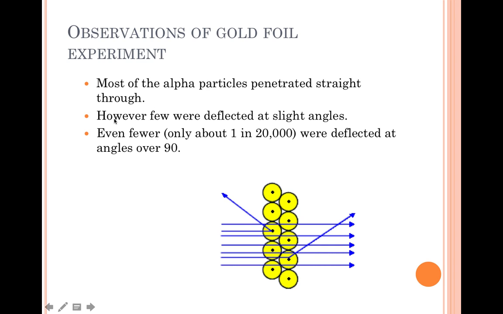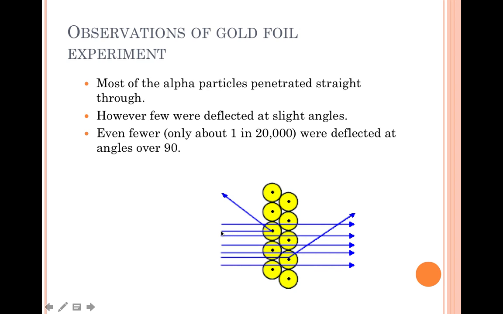Again, his observations were that a few were deflected and a few actually bounced back, about 1 in 20,000. So what he thought was that these alpha particles were actually going through because they weren't hitting anything. They were going through empty space, so these atoms were mostly empty space. However, when the positively charged alpha particles get close enough to a nucleus, because they're both positively charged, there'll be this diversion, and that happens sometimes.